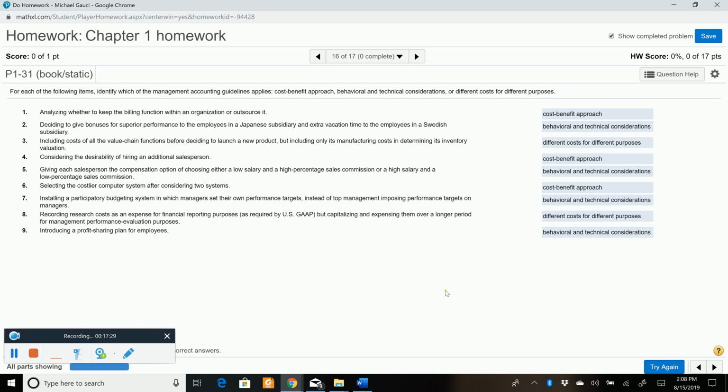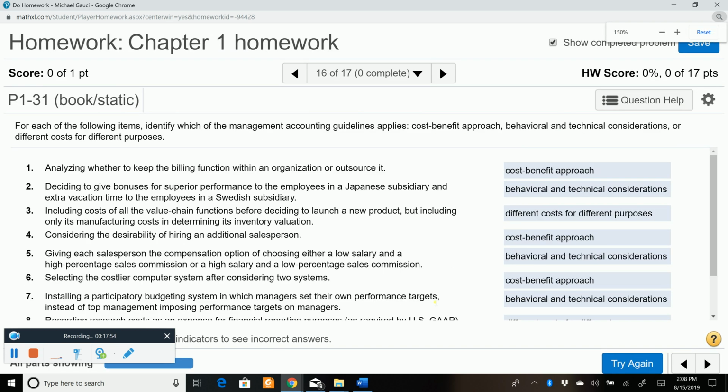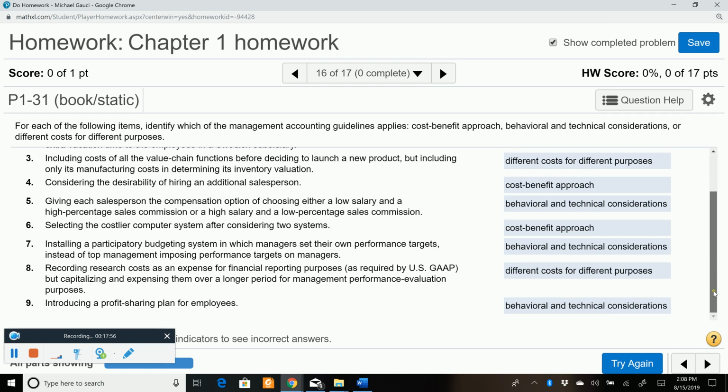Number 7, installing a participatory budgeting system in which managers set their own performance targets instead of top management imposing performance targets on managers. So what we're trying to do is get our managers involved with setting their own targets. Why? Because we want them behaviorally to meet their requirements, meet their goals. So this is, I would say, a behavioral consideration.